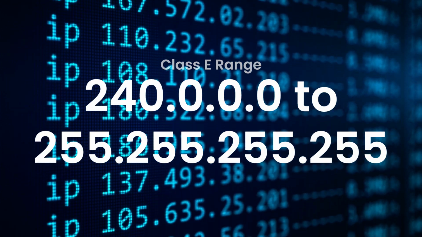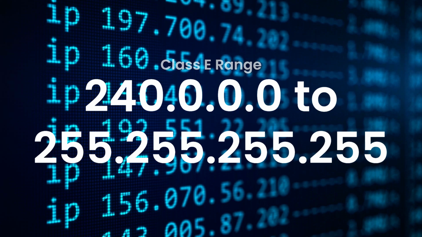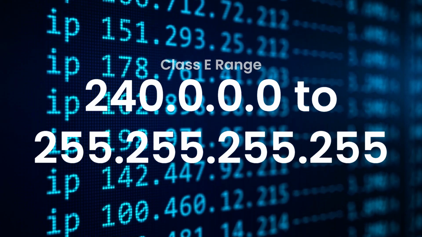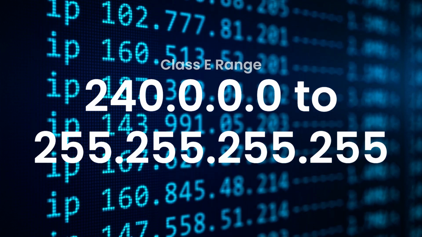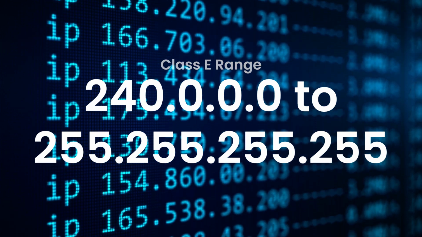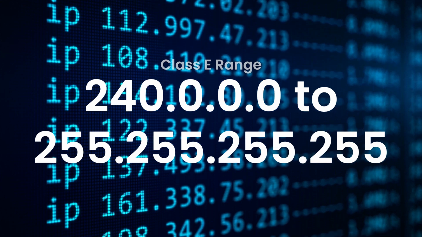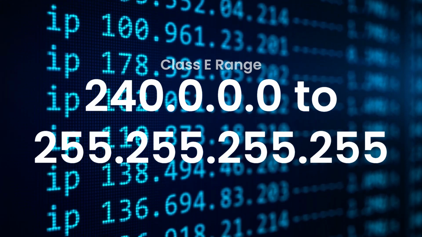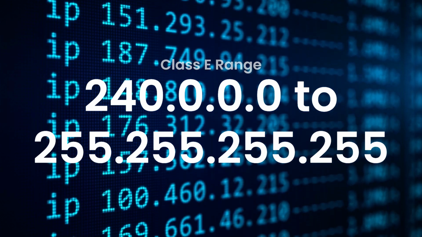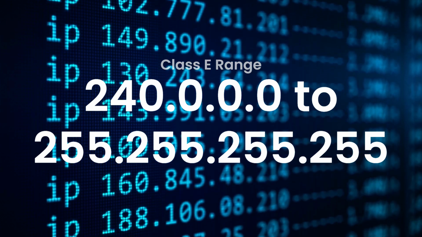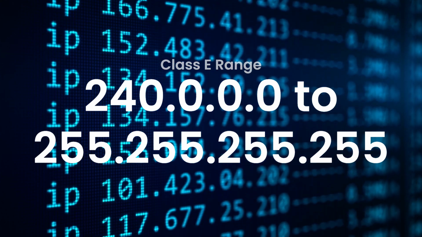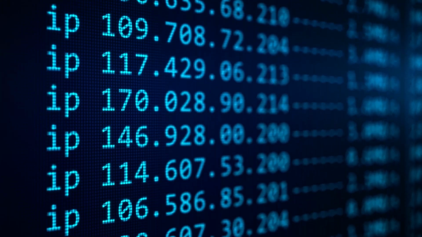Next, we have the Class E subnet with a range of 224.0.0.0 to 239.255.255.255. Purpose: experimental. Default subnet mask, not applicable. Network and host bits, not applicable. Class E addresses are reserved for experimental purposes and are not used in general networking. These addresses are typically used for research and development.